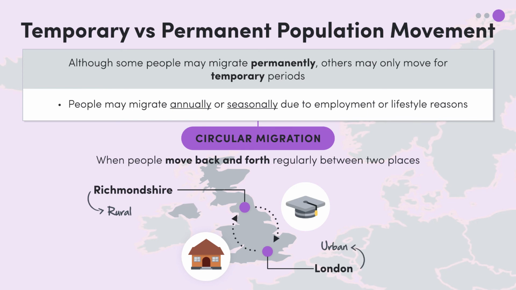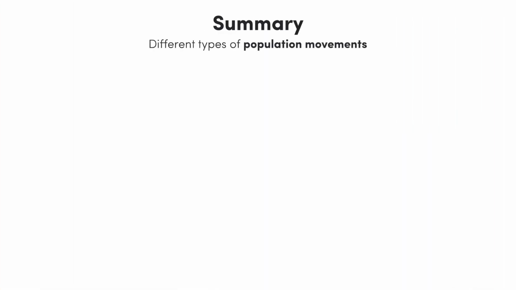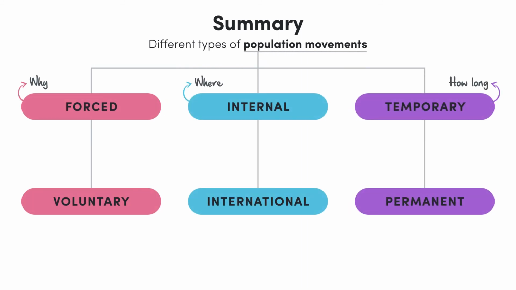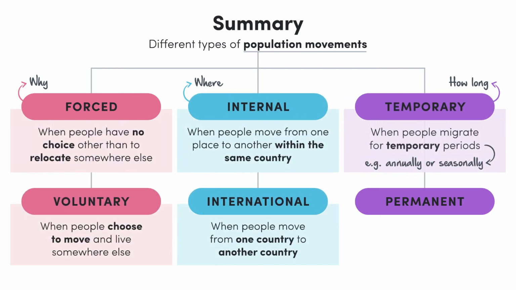And that brings us to the end of the video. Before we wrap up, let's quickly recap what we've learnt. In this video, we looked at different types of population movements based on why, where, and how long people migrate for. These include forced, voluntary, internal, international, temporary, and permanent population movements. Their names are pretty self-explanatory, but remember to keep these terms handy when describing different kinds of migratory movements.